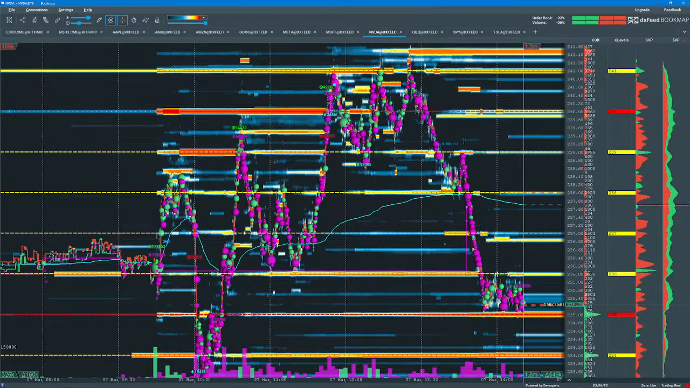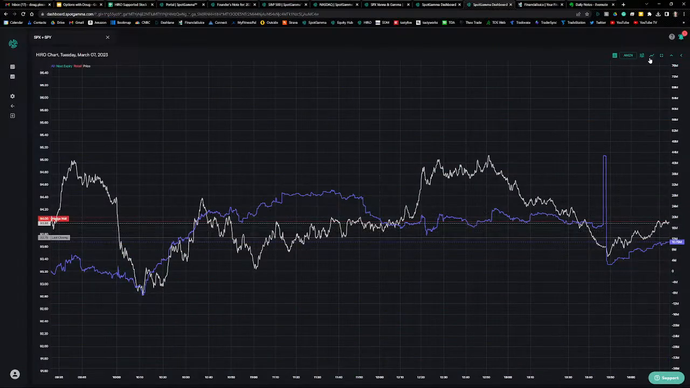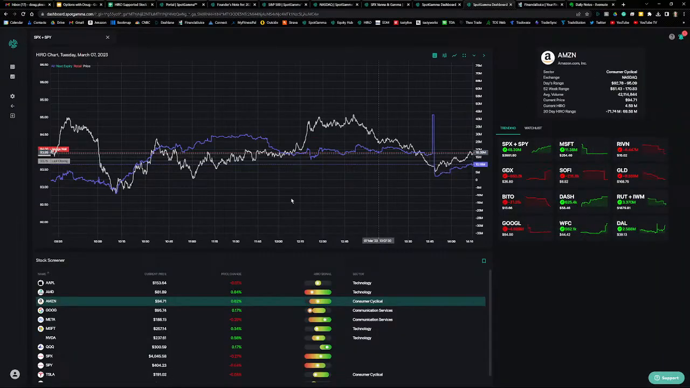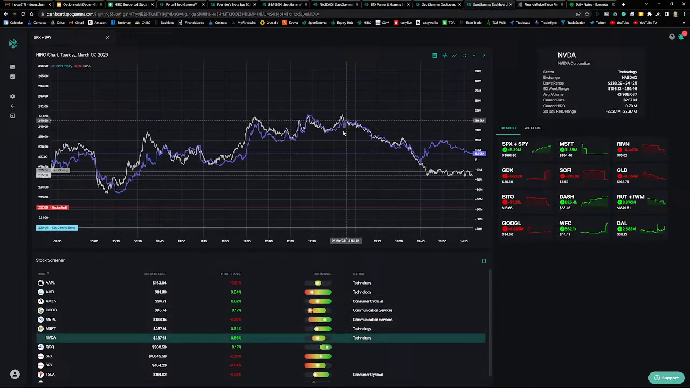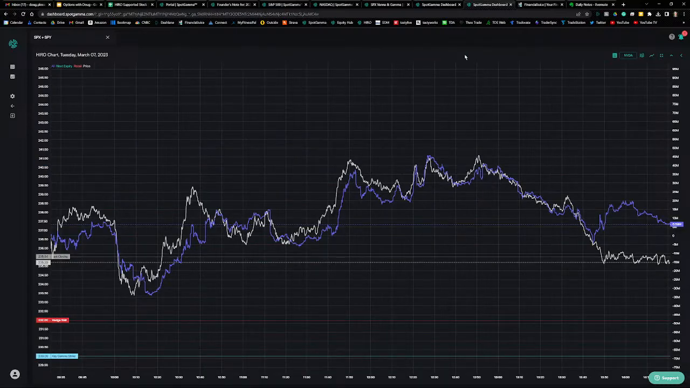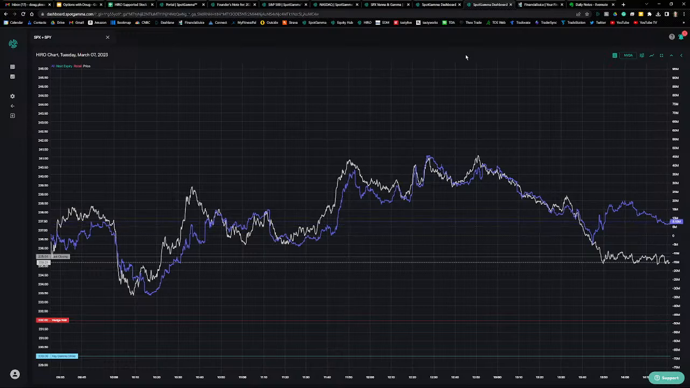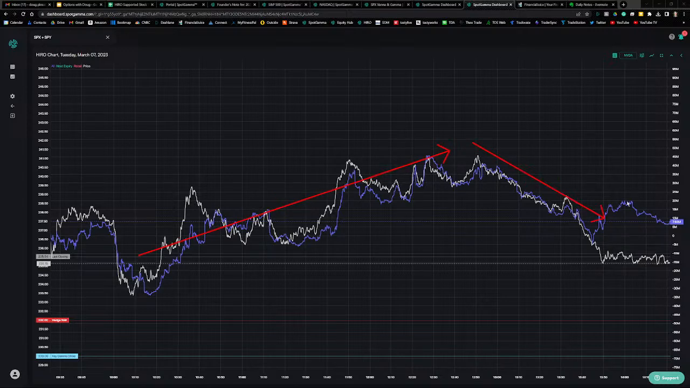Let's go take a look at Hero. So there's Amazon. Jump down to NVIDIA, very strong correlation between hedging flow and price action. Confirming a long in the morning and then short around 1250, something like that. Long confirmation, short confirmation.